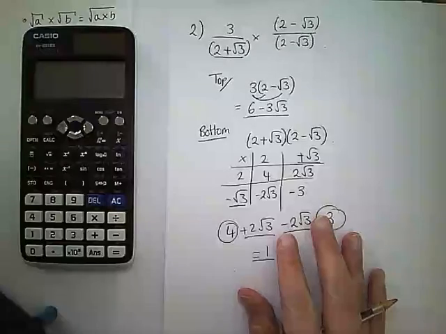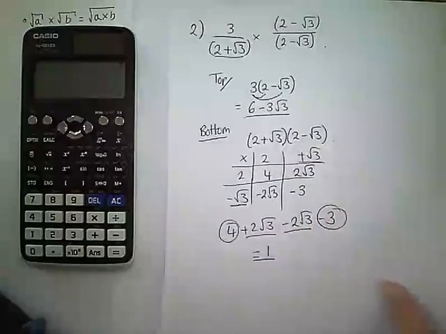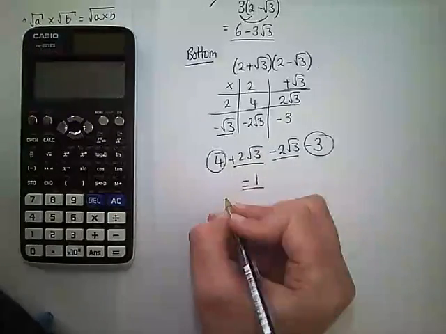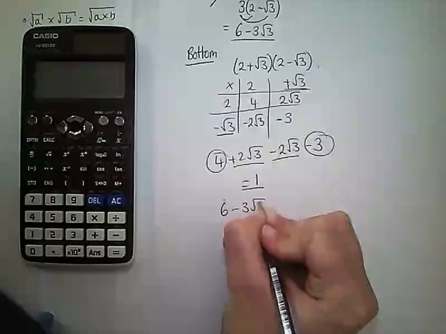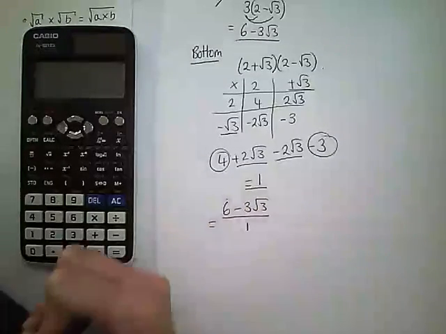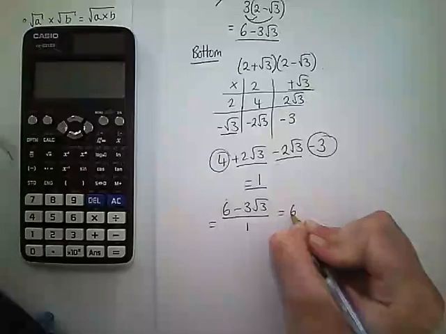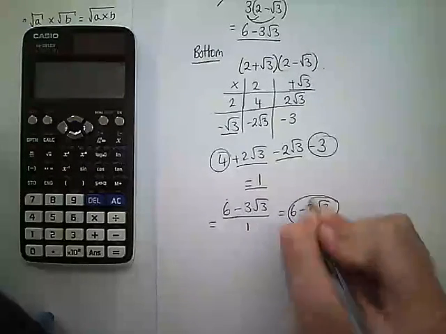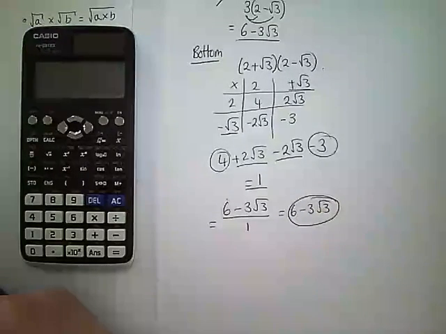So the thing we had at the top becomes 6 minus 3 root 3 on the top and 1 on the bottom. Now if I divide anything by 1, that is just the same as itself. So it is 6 minus 3 root 3.